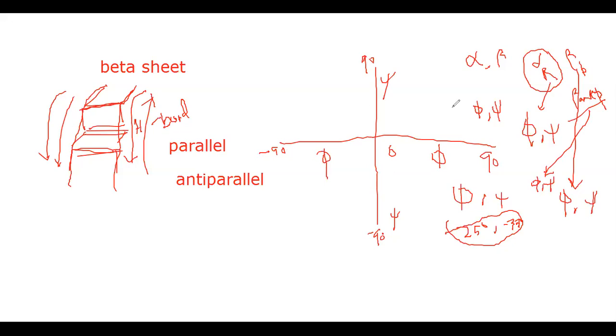Within these four quadrants, you can map any kind of phi and any kind of psi, because this covers the total 360 degrees of rotation.